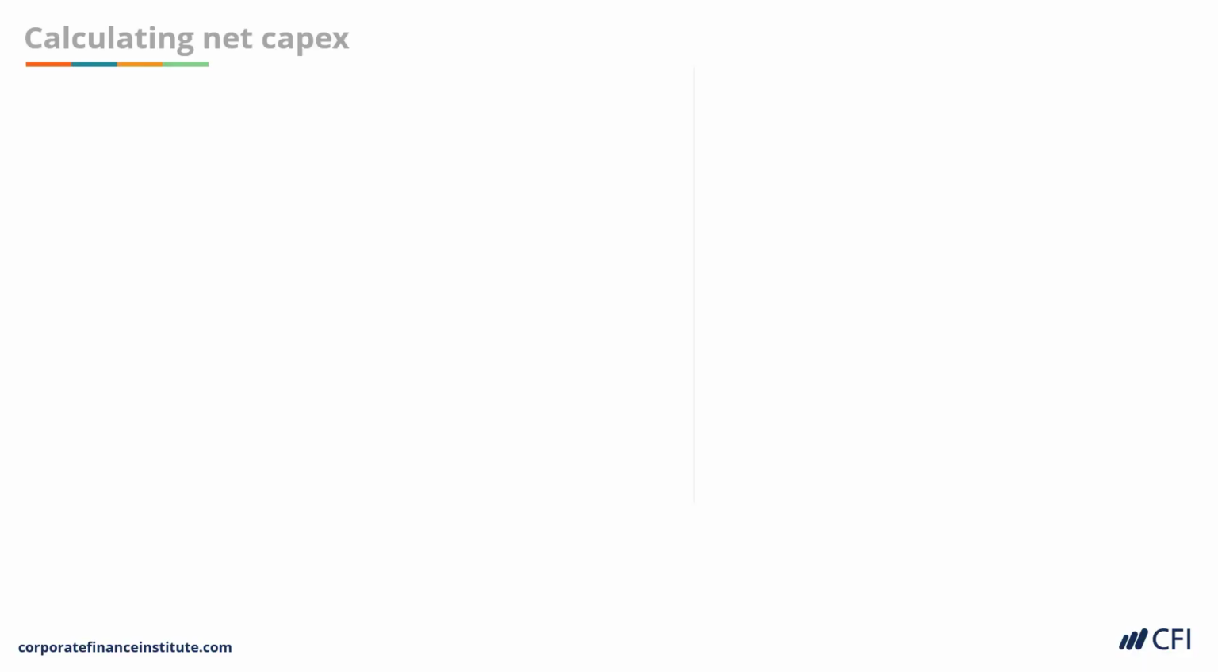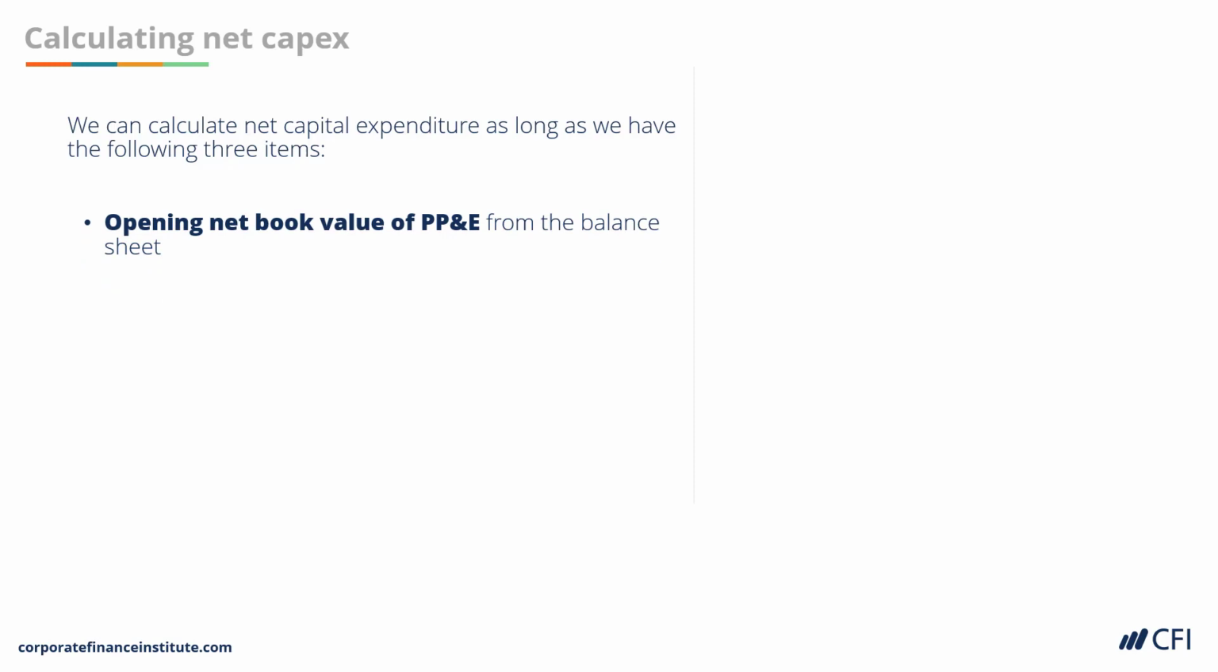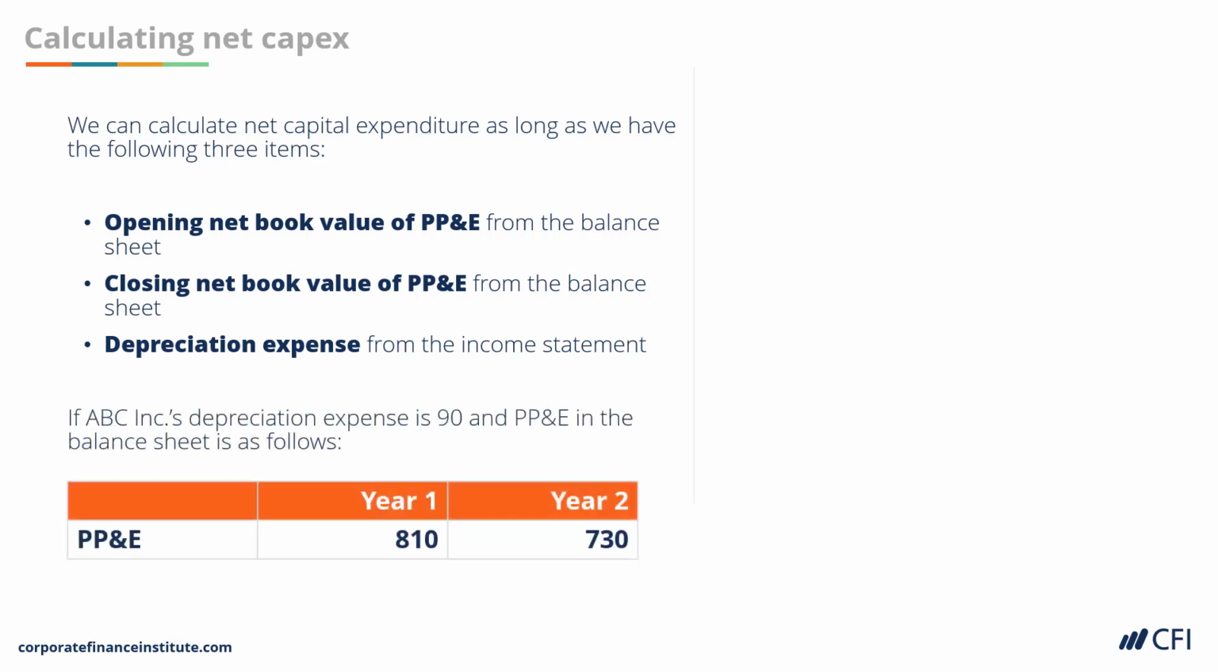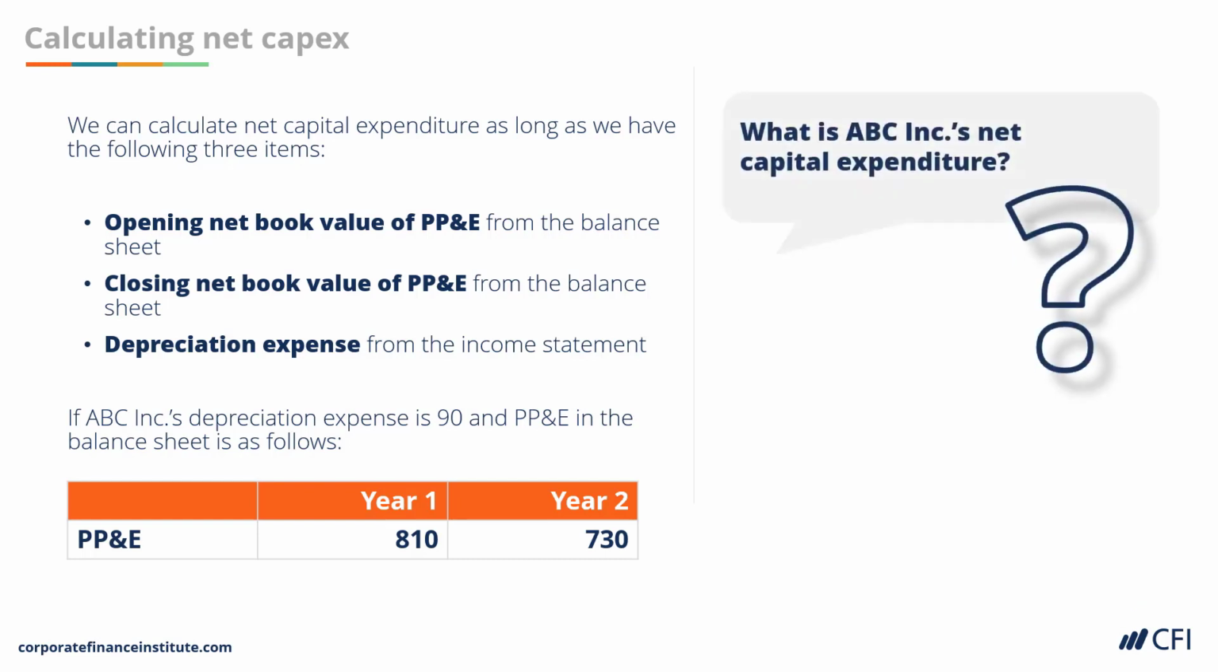Now let's use an example with real numbers to see how this works in practice. Let's look at how to calculate net capital expenditure if we don't have a cash flow statement. All we need is the following three items: the opening book value of property, plant, and equipment, the closing book value of property, plant, and equipment, and depreciation expense on the income statement. Given the example below, if depreciation expense is 90 and the PP&E balances are as follows, then what is ABC Inc.'s net capital expenditure?